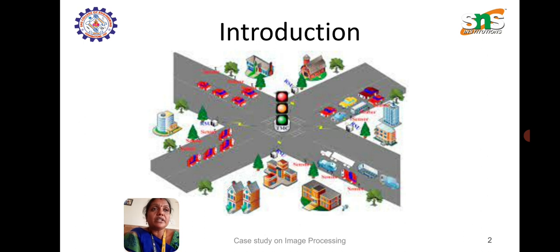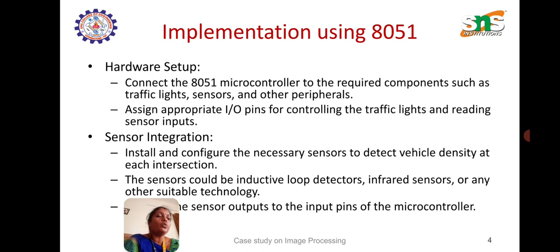The traffic light controller can be designed to prioritize the pedestrian crossing by adjusting the signal timings accordingly. So it can allocate more time to pedestrian phases when higher pedestrian activity is detected. This improves safety for the pedestrians and encourages walking as a mode of transportation, and it provides scalability, adaptability and cost effectiveness. So next we will see how it can be implemented using 8051.